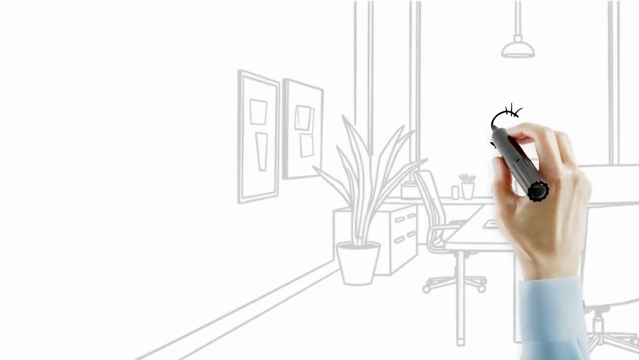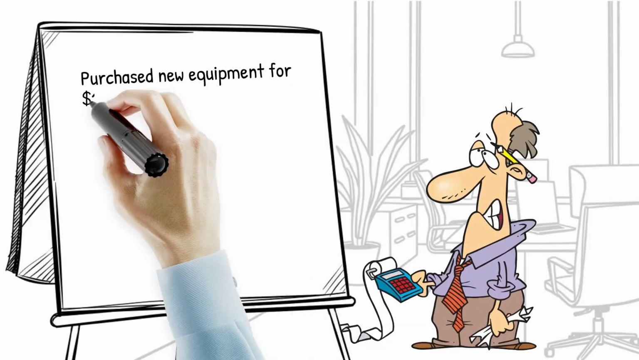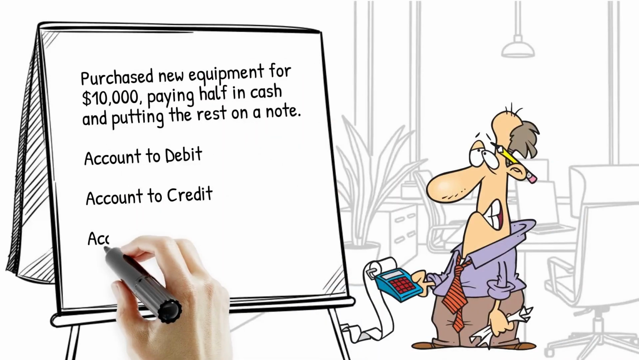Purchased new equipment for $10,000, paying half in cash and putting the rest on a note. Account to debit, account to credit, account to credit.